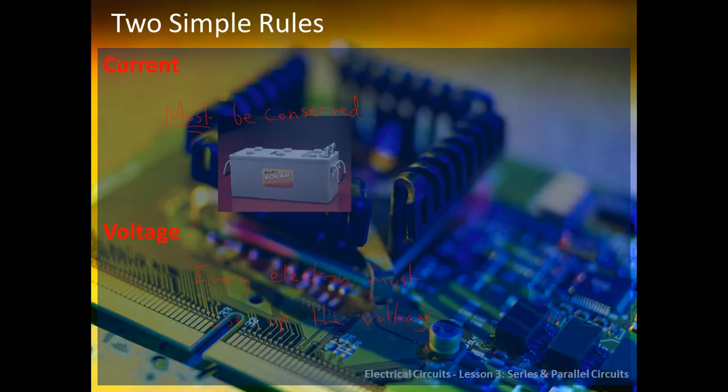To recap our two rules that we must apply. Whenever we're looking at current, we need to make sure that the current's conserved. So whatever the current is at the beginning, we must have that much current at the end as well. And the voltage: when we consider the path that a single electron is taking, we need to make sure that it completely uses up the voltage supplied by the battery.